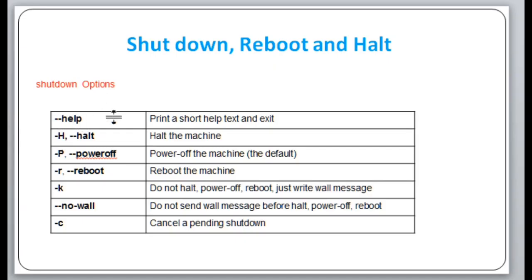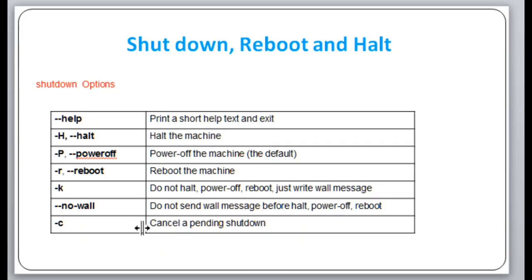We have --help, which we should be familiar with. It'll print a short help text and exit. -H, which will halt the machine, or --halt, the full word. -P, which will power off the machine, and this is the default option, guys. --poweroff will do the same thing. We also have -r, or --reboot, which is going to reboot the machine. And -k. This isn't going to halt, power off, or reboot the machine, but instead just write a wall message. And then we have --no-wall, which won't send a wall message before halt, power off, or reboot.